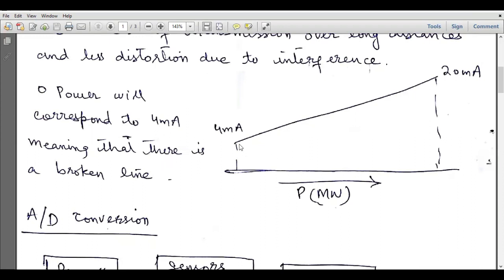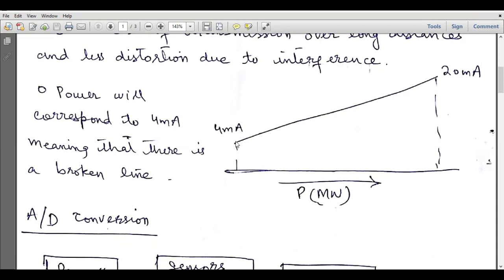That means there is a broken line. For example, if we have a transmission line and at the receiving end we are receiving 4 milliamperes, it means there is zero power received, and that zero power can be due to a broken line at any point in the transmission. Okay, so this you can observe in this figure. Here we have power and here we have the current signal.